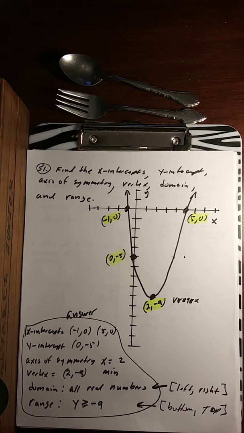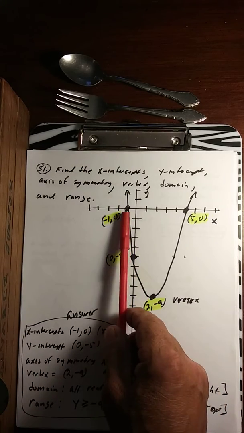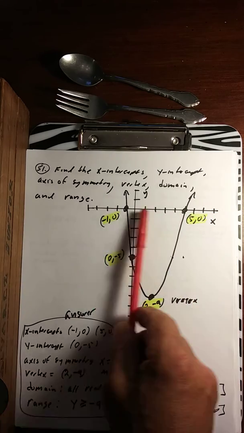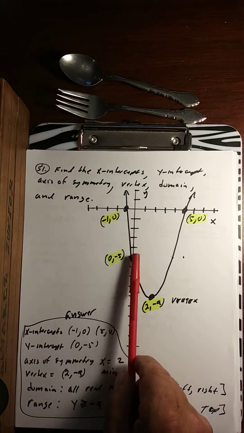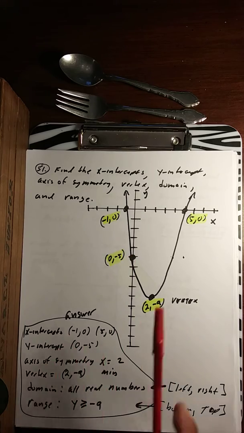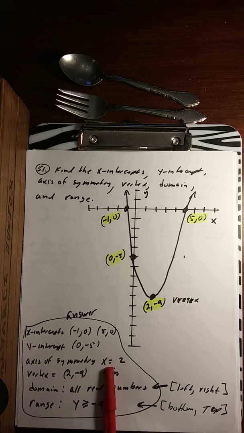Find the x-intercept, y-intercept, axis of symmetry, vertex, domain, and range. There it is. So the x-intercepts are right there and right there. The y-intercept is right there, (0, -5). The axis of symmetry is right here in the middle. Where does it go, right in the middle? At 2. x equals 2.